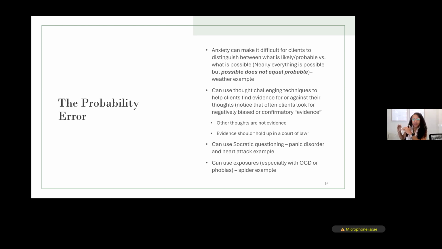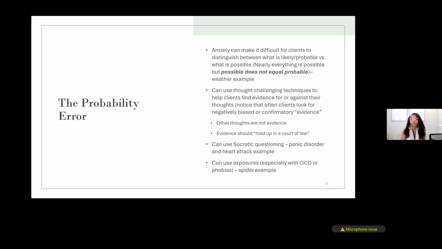How likely is it? And when we look at the likelihood of something, that's where we start to look at evidence. We look at weather reports. We look at history of something. We look at our own experience. And we use that as a way to challenge cognitive beliefs that might actually not be that helpful. And so the probability error is really about noticing the ways in which clients are overestimating the likelihood of something and helping them to use evidence to scale back into what is probable and what is likely.